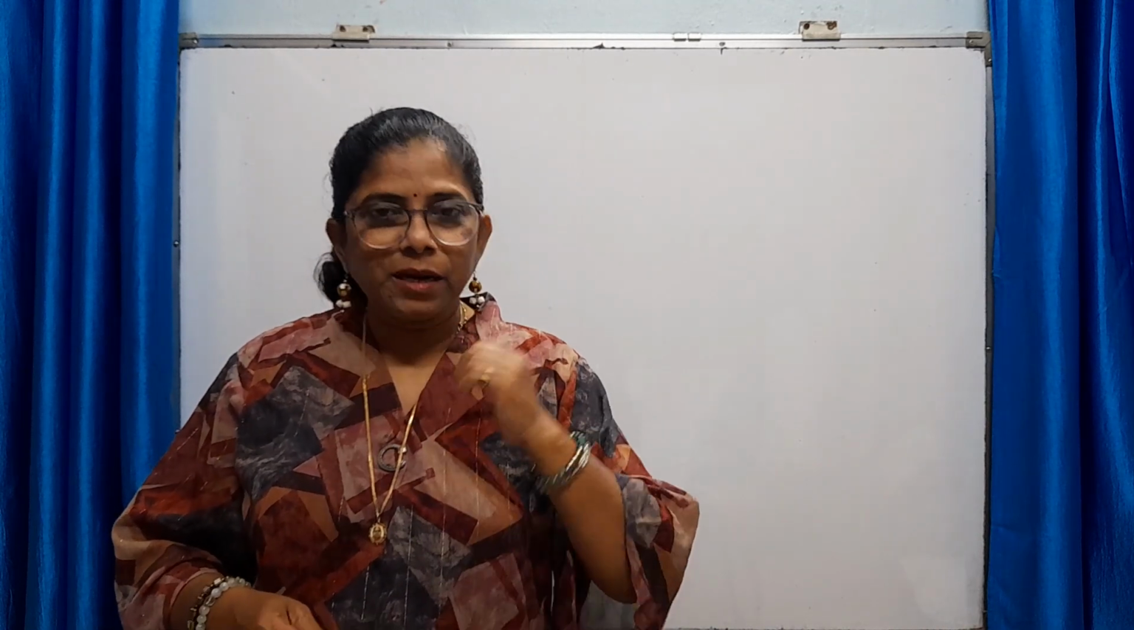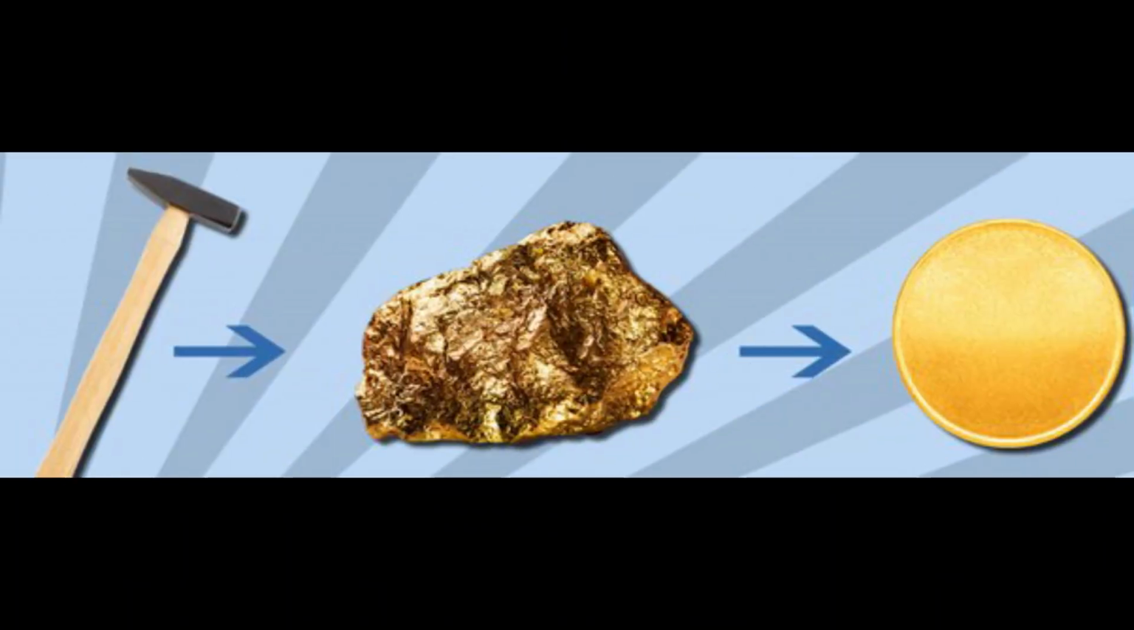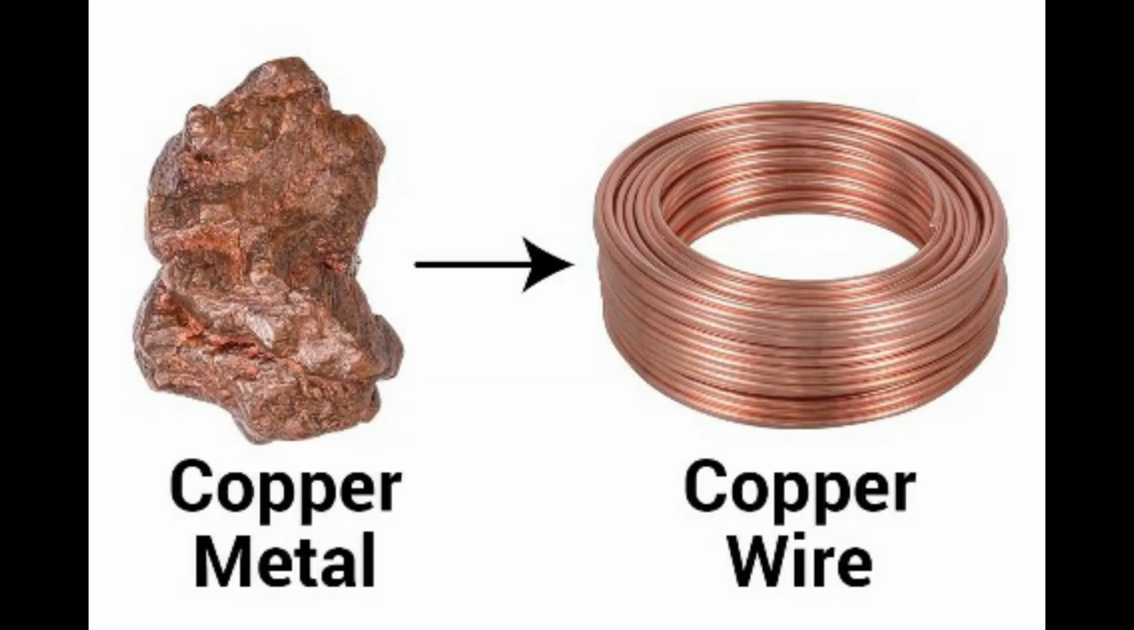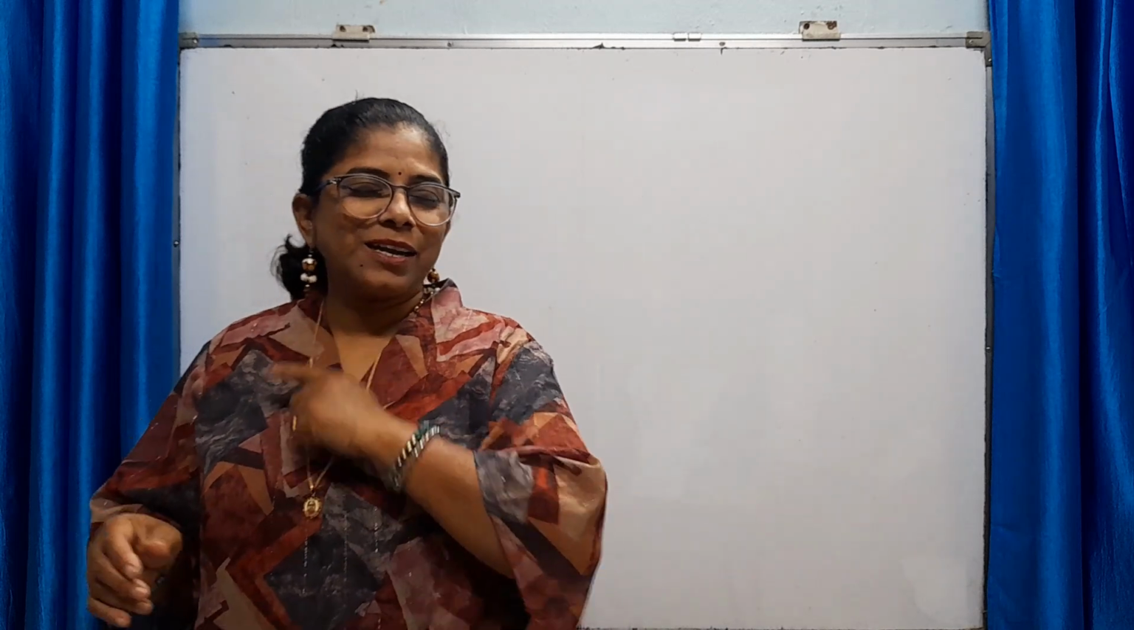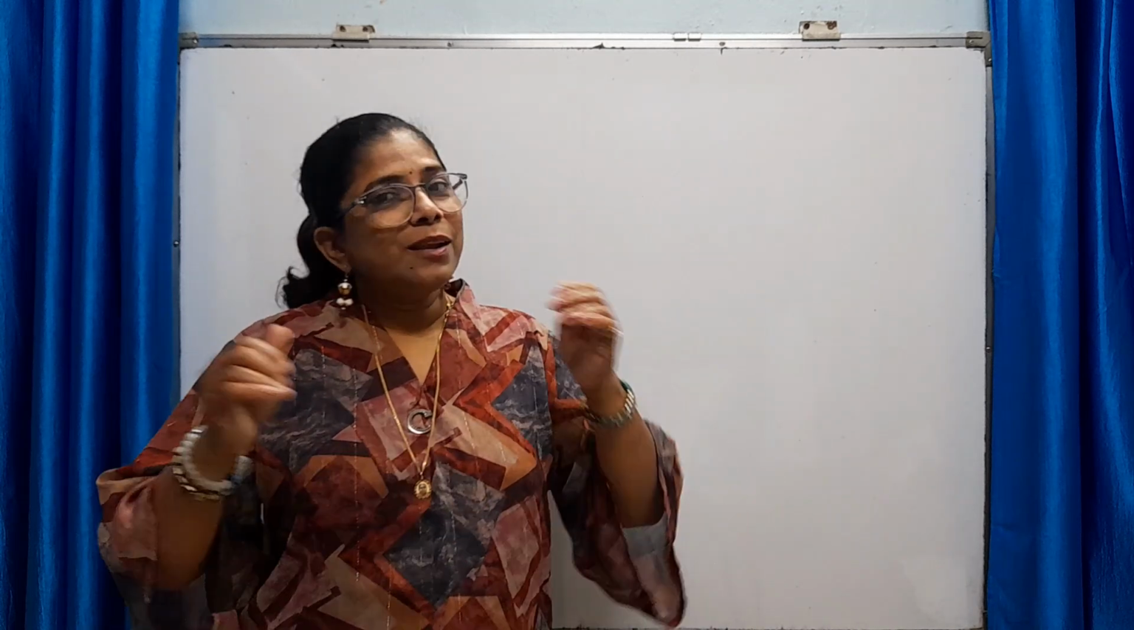Now, one more important and interesting property of the metal is that metals are malleable as well as ductile. Means we can make sheets of the metals and we can also make fine wires from the metals. But from non-metals, we cannot do so. So, non-metals are non-malleable and non-ductile. So, metals are malleable and ductile, non-metals are non-malleable and non-ductile.